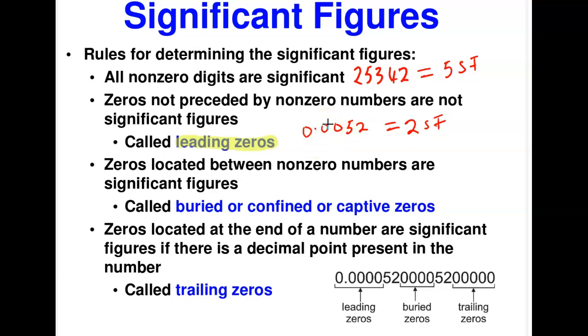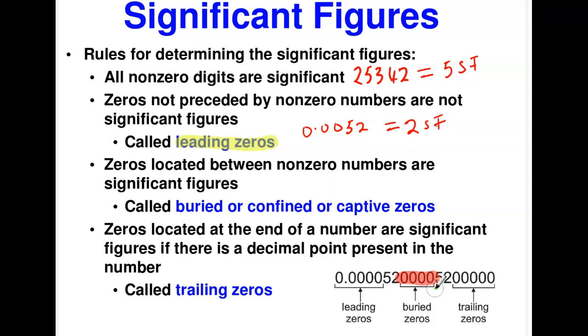Now, some zeros are located between non-zero digits. We call them the captive or the buried zeros. If you look at this one now, I'm going to use a different color for the marker, let me use maybe red. Look at this. They're buried in between these numbers. These zeros are actually significant. Those buried zeros are significant, provided they are sandwiched in between 2 non-zero digits.